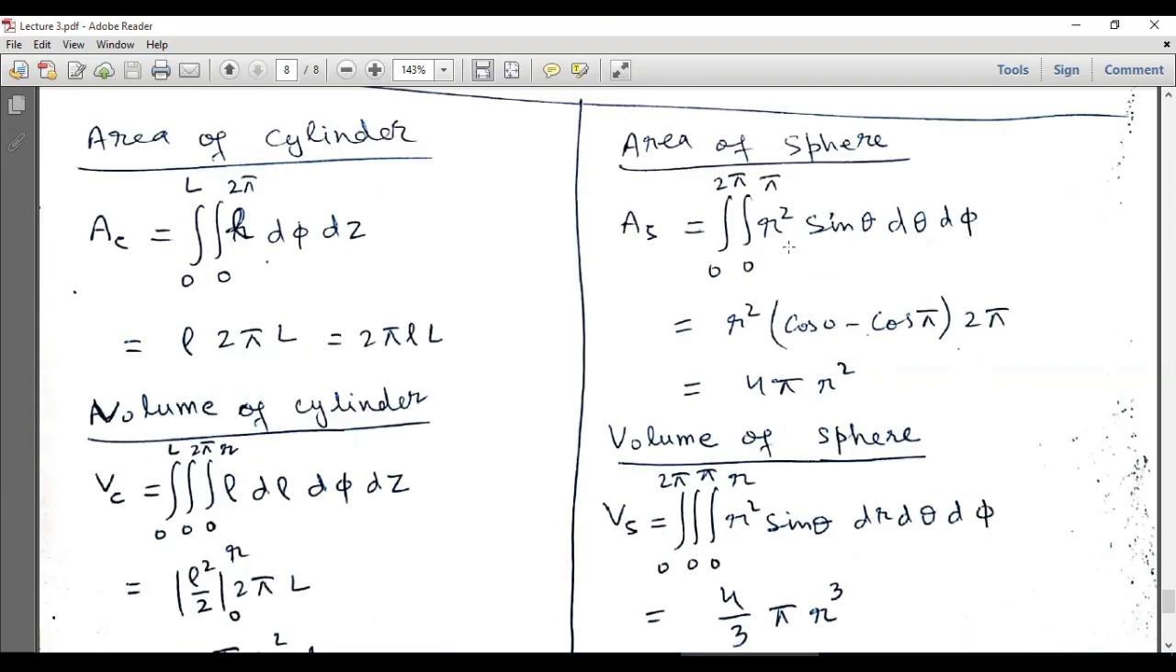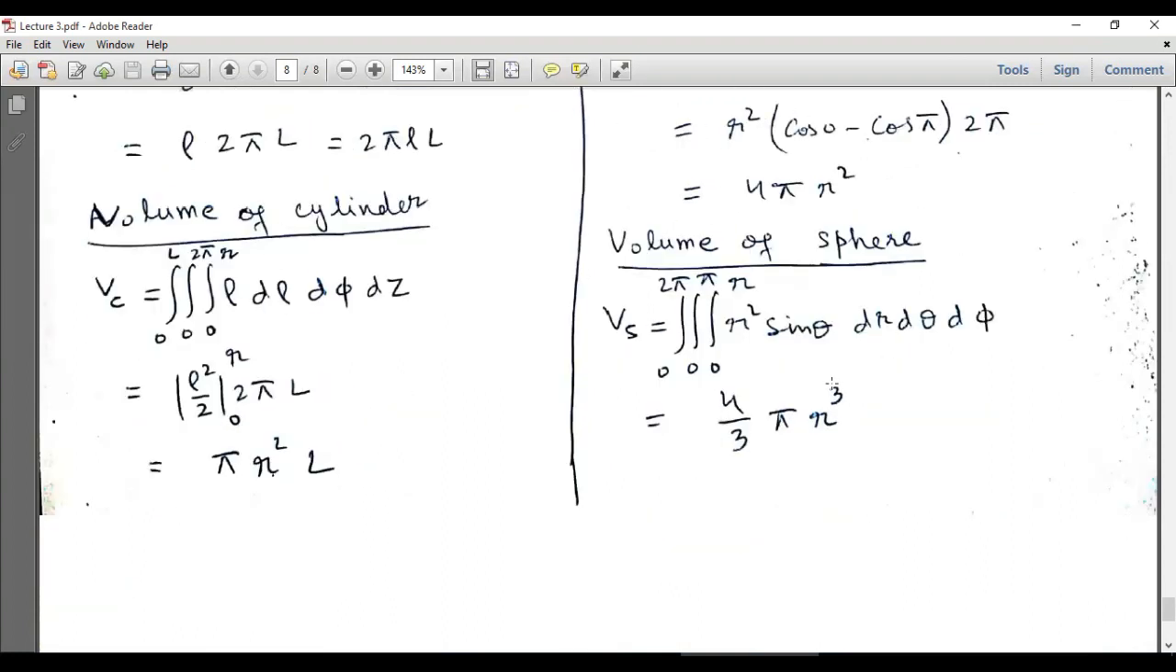Similarly, the area of a sphere can be calculated by using this expression, r square sine theta d theta d phi. If I integrate this expression with theta from 0 to pi and phi varying from 0 to 2 pi, it will be equal to 4 pi r square. This is the famous expression for the area of the sphere.